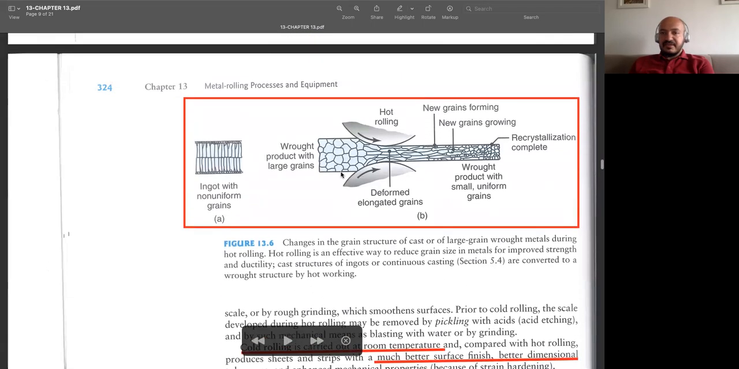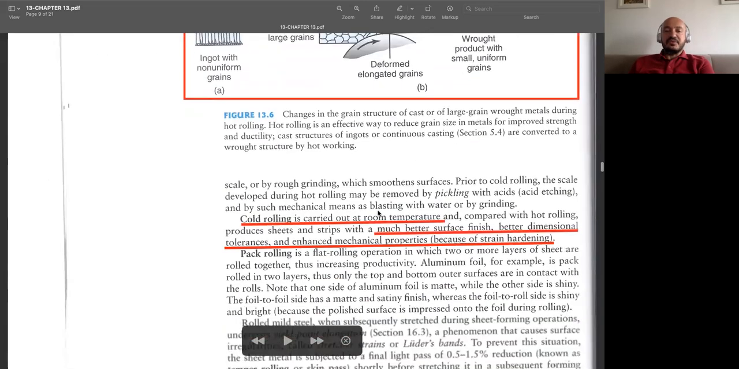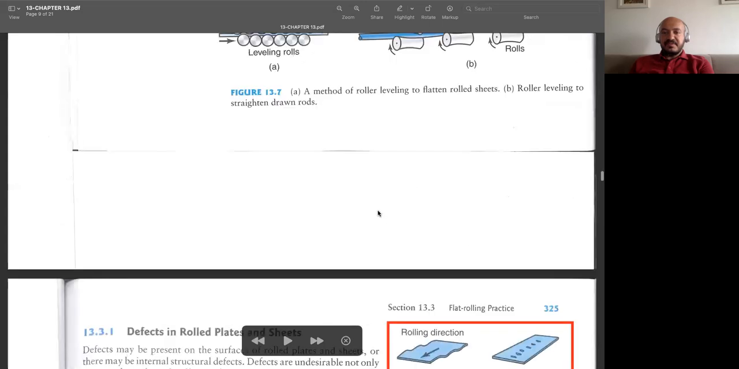And you can see what happens here. This is a rod product. You see we have larger grains, and then by doing a rolling process, their size is decreased. And now we have smaller grains forming, so we have better mechanical properties.